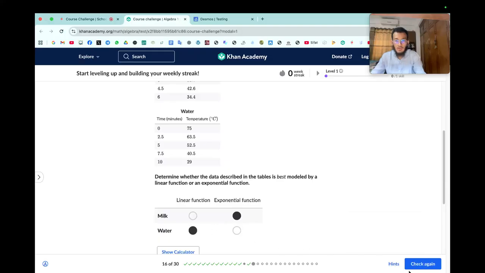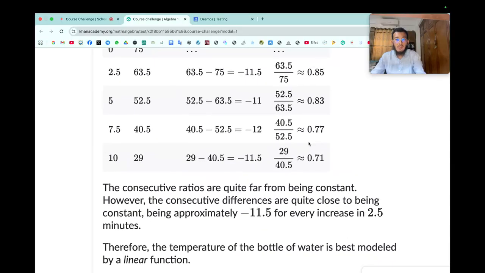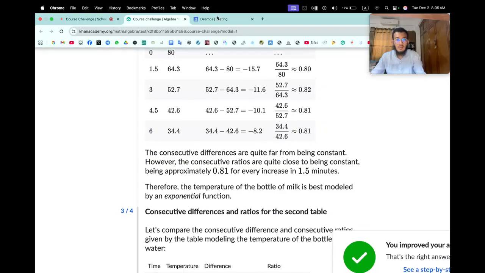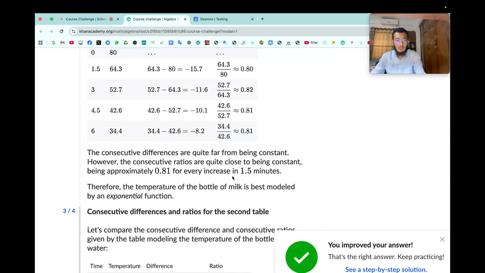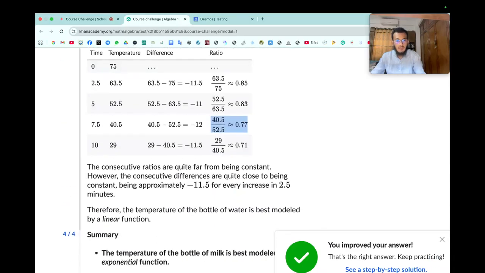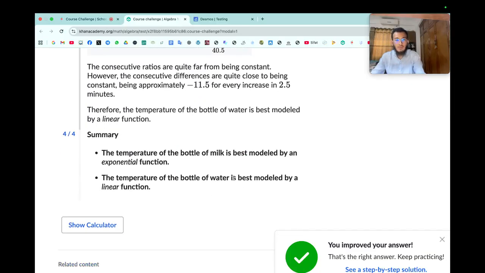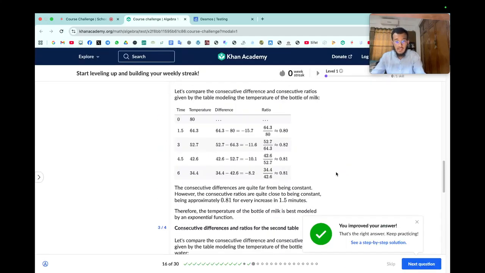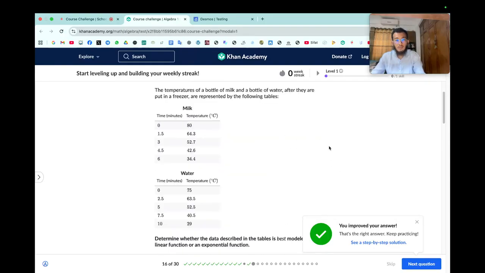Nope, water should be linear. It's almost the same. So 4.6 and 4.8, but previously the difference was a lot. So we would perform a line of best fit. The values are not exactly constant, but approximately they are. So there we go. It could be best modeled by a linear function, even though they are not exactly the same, but approximately they are.